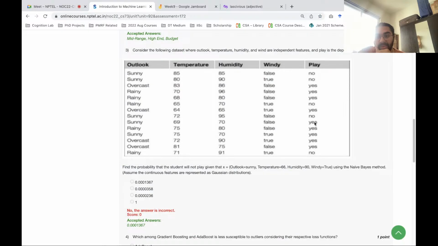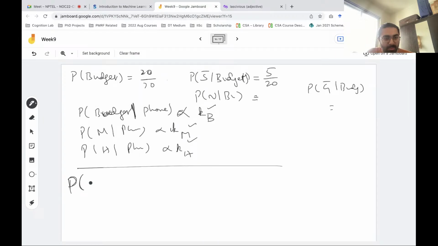So again, same idea here. Using the naive Bayes method, you want to see whether the student will play or not play. So you have just two probabilities. Actually, you just have one probability because the other one is 1 minus this. So let's say not play, PL bar, given all these features that you have: sunny, 66 is temperature, sorry, 90 is humidity and it is true, windy is true, right?